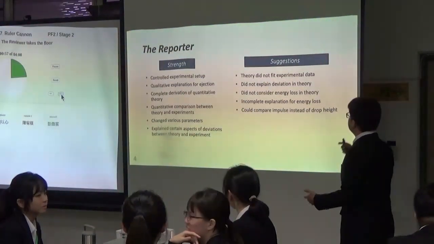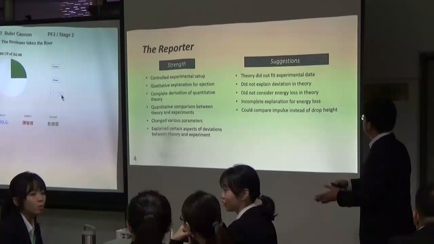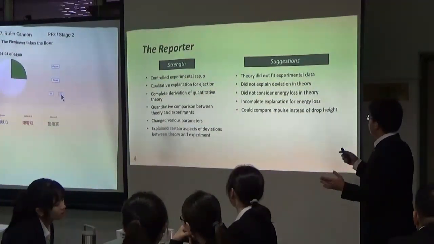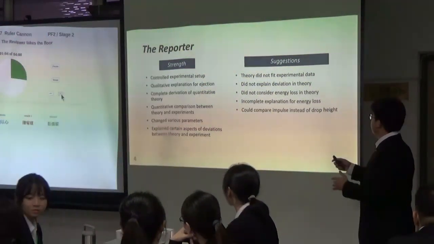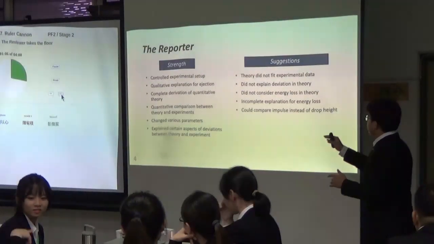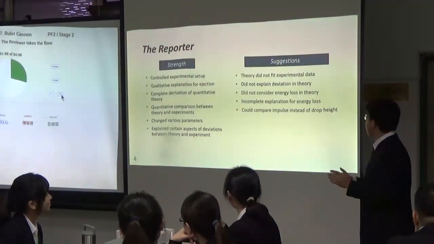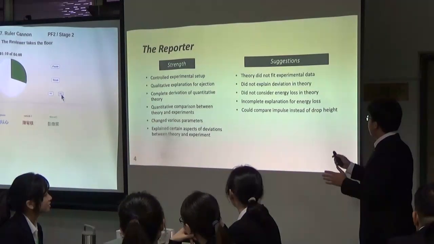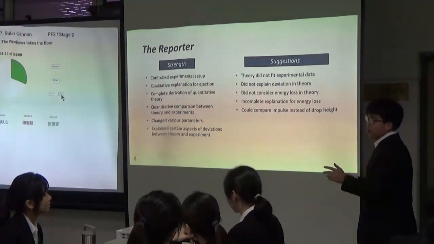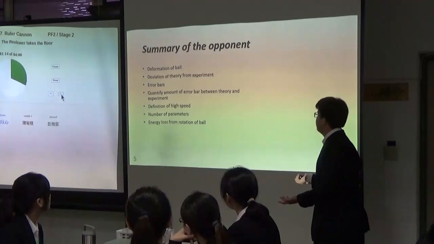Between theory and experiment, the suggestion is that the theory did not fit the data, and they didn't defend the deviation in the theory. They did not consider energy loss in the theory, and they gave an incomplete explanation for the energy loss. And they could compare impulse instead of drop heights. And then the summary of the opponent.